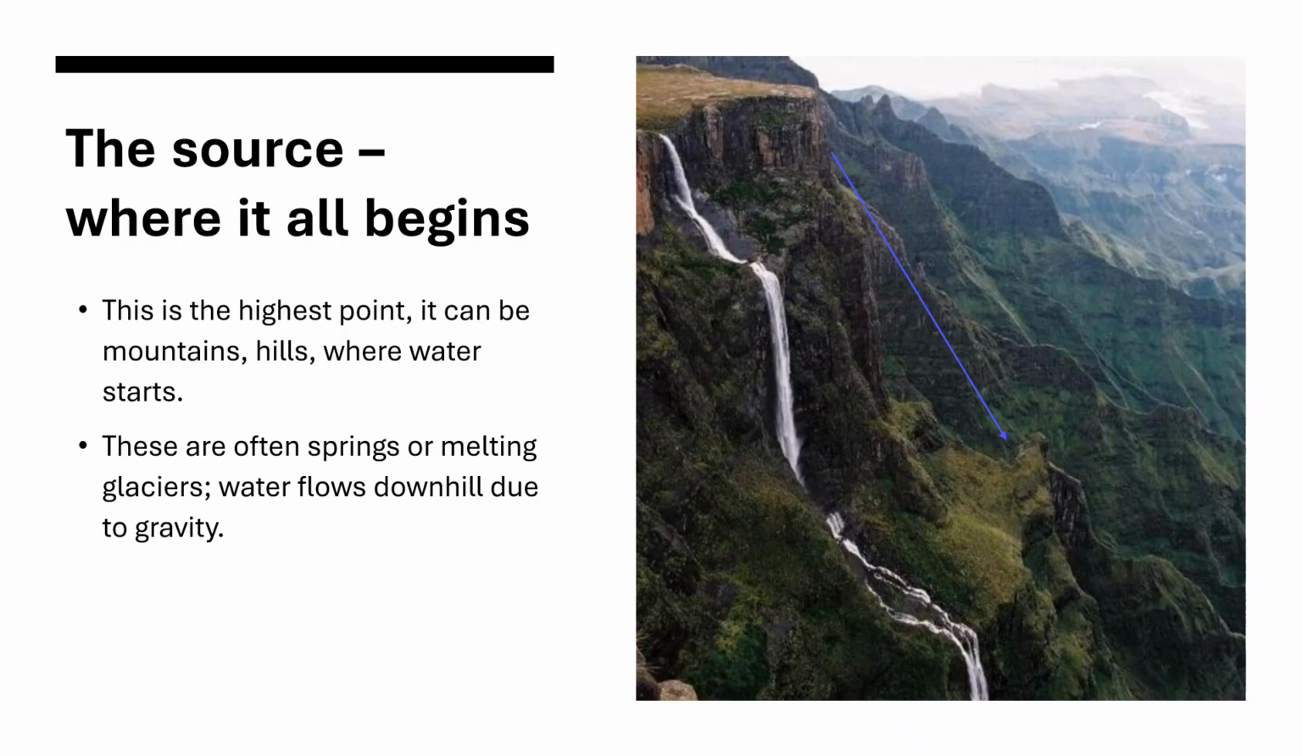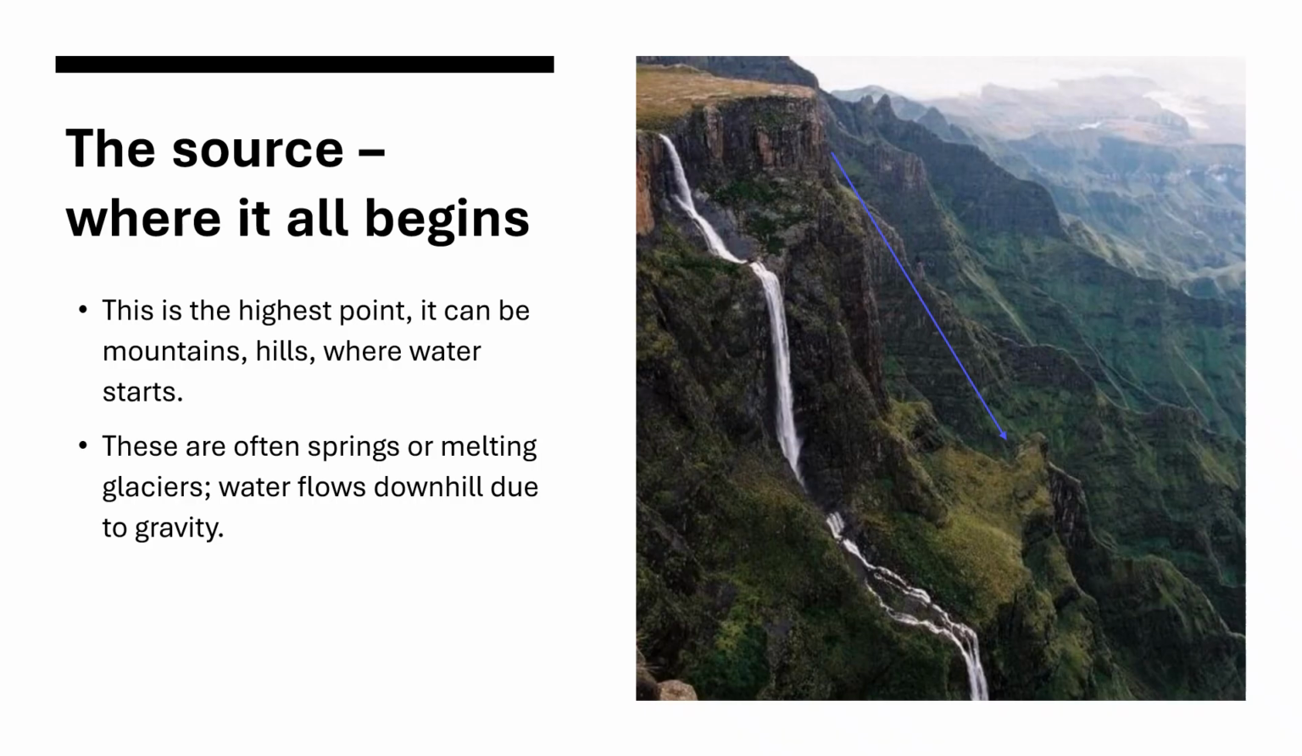So we have the first feature of the river system, which is called the source. What is the source? This is the highest point. It can be mountains, hills, where water starts. As you can see in the photo, this is the Drakensberg mountain. Look at the highest point of the mountain. That's where the water starts. It created some sort of a waterfall. These are often springs or melting glaciers. It can be a glacier, it can be melting streams, sort of springs.